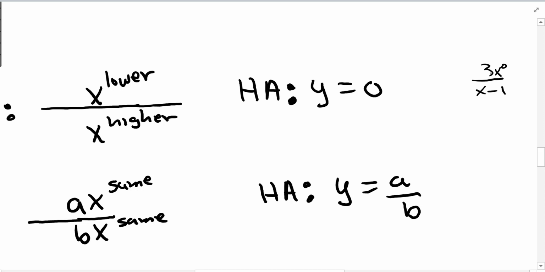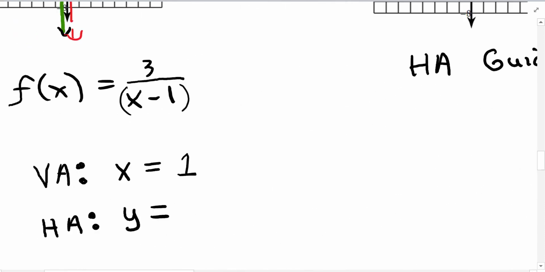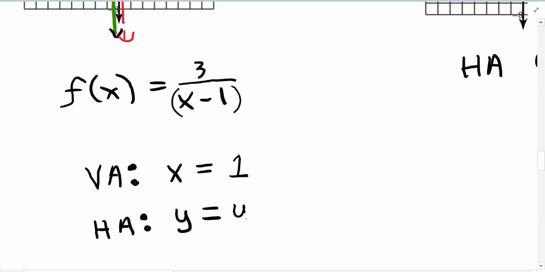So whenever you see a constant by itself, you could imagine an x to the 0. Well, this is x to the first. Notice x to the 0 is lower than x to the first. So we have y is equal to 0. So for this right here, our horizontal asymptote will be y is equal to 0. And then notice this 3 in the numerator, well, that just means the same as 3 times 1 over x minus 1.